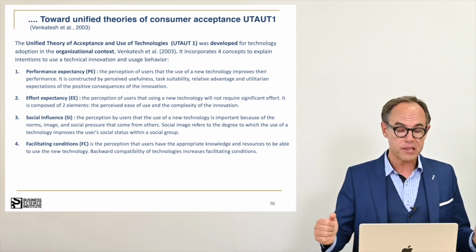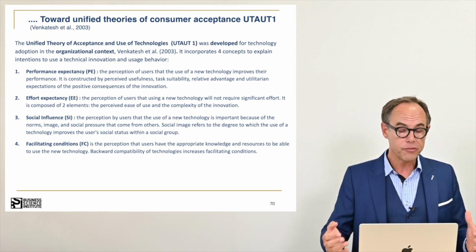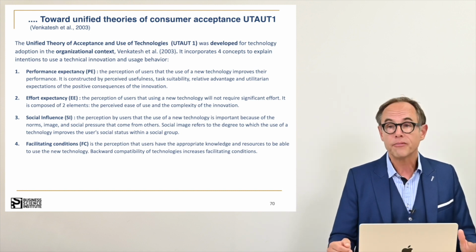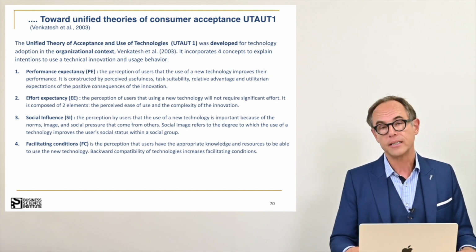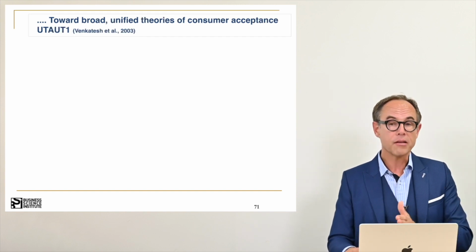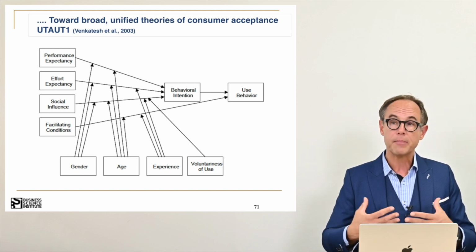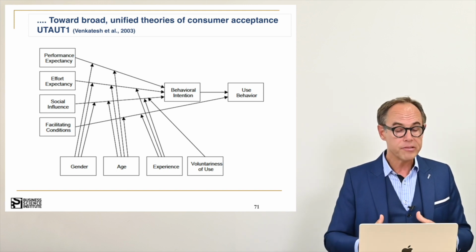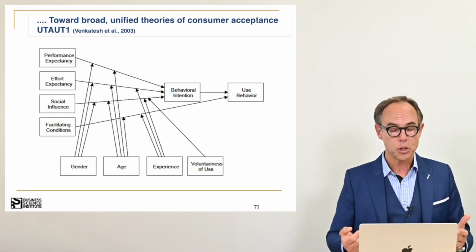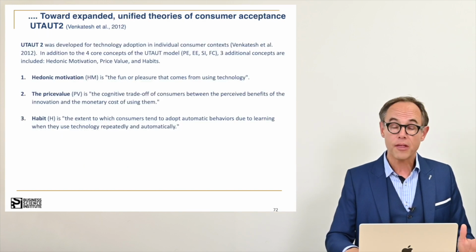Facilitating conditions, which is the perception that the users have the appropriate knowledge and resources to be able to use the technology. For example, backward compatibility of technologies increases facilitating conditions. Here's the model. You can see the antecedents on the left side impact behavior intention to use and subsequently use behavior. And we have some moderators, that is variables that might amplify or reduce the impact of the variables, such as gender, age, user experience, and voluntariness of use. So this is the model of Venkatesh and colleagues, 2003.